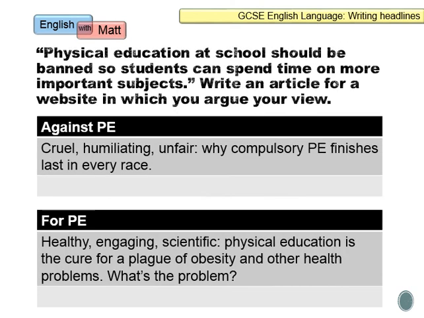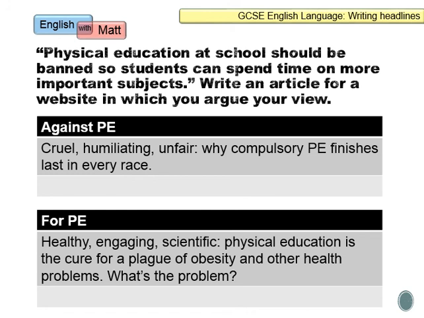Let's now look at a second task, to do with physical education or PE in school. The statement says physical education at school should be banned so students can spend time on more important subjects. Again, you're going to have to decide what your view is. Maybe it's a little bit of both.